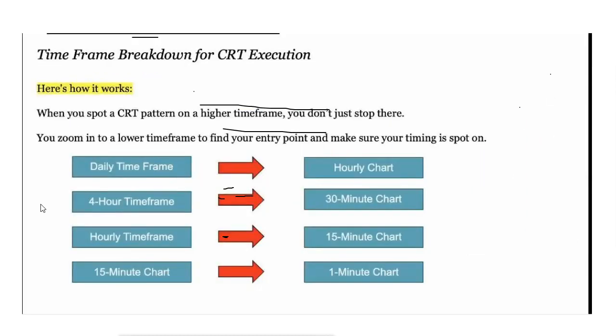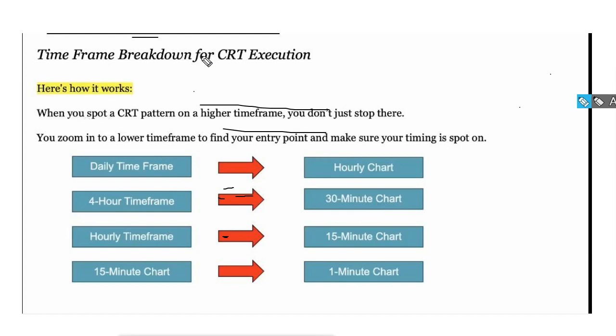So moving on, we're going to the time frame breakdown for the CRT pattern. Like I told you, you can't just trade the CRT blindly. You need to align it with time frames. CRT is just a particular strategy that works with time and price. If you are not getting your time right or you are not getting your price right, automatically you are trading nonsense, and once you are trading nonsense, you can't be profitable. That's just the simple truth.